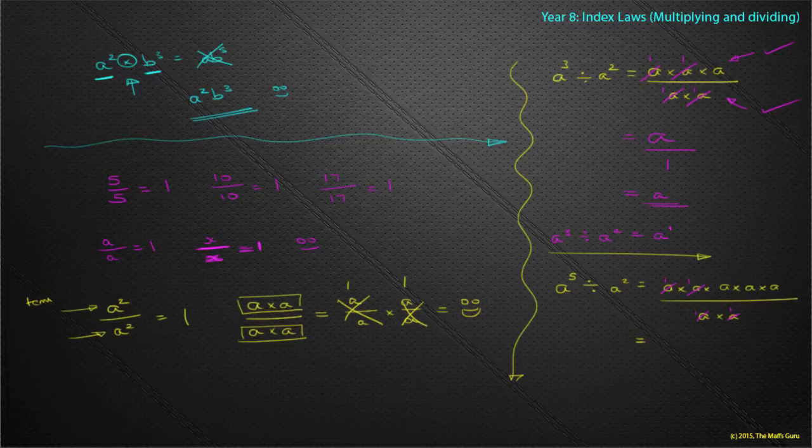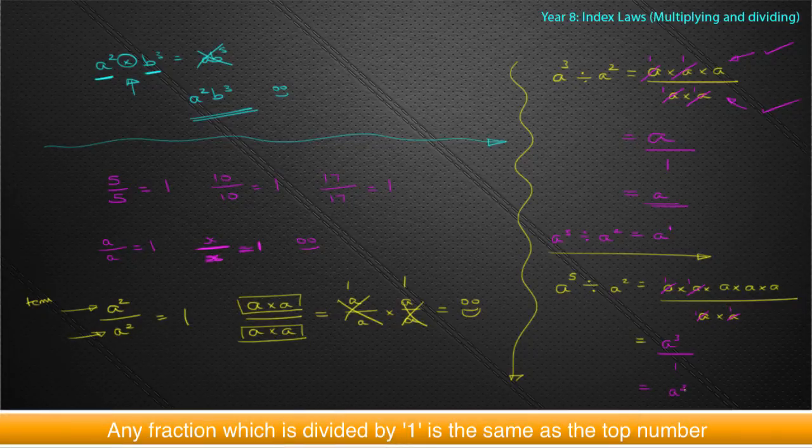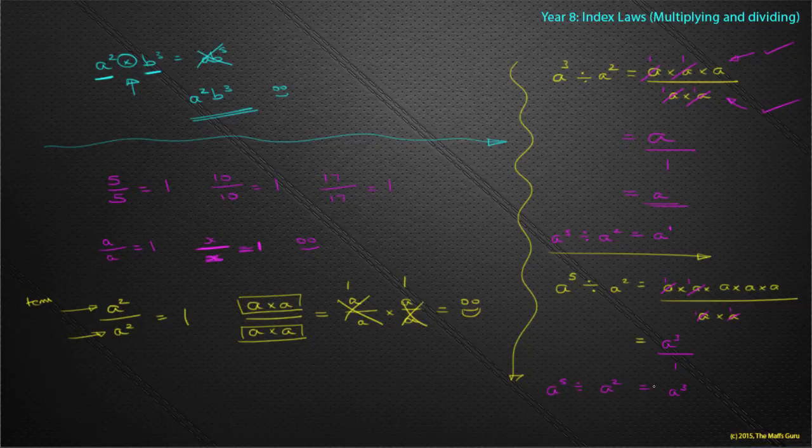Well, there's nothing else left on the bottom that I can cancel, so let me see what I have. I have 1 times 1, which is 1, and a times a, which I now know is a cubed. And what do I have on the bottom? 1 times 1, which is 1. So what does that now equal? a cubed. So I now have that a to the power of 5 divided by a squared is a cubed. Have you noticed the rule yet?